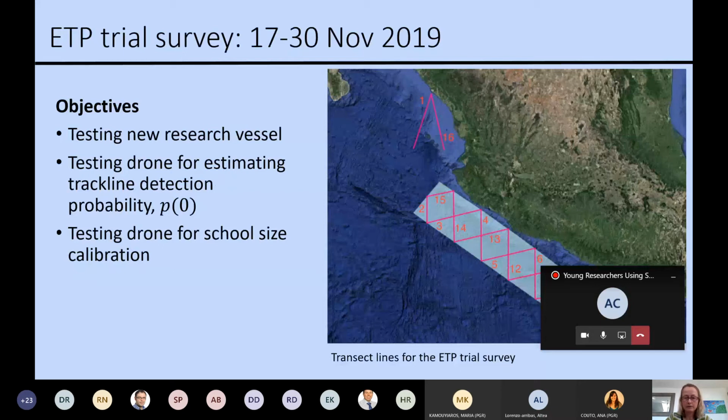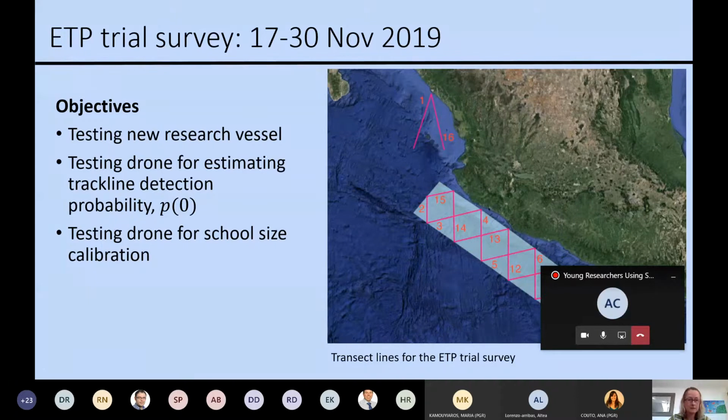So we came up with a study design. The research vessel we used was out of Mazatlan, which is up here in Mexico on the west coast. And you see the track lines we designed coming in and out of Mazatlan and taking us into this study area here where we expect the highest numbers of spotted and spinner dolphins in the whole Eastern Tropical Pacific. So that was good to have it relatively close to Mazatlan.